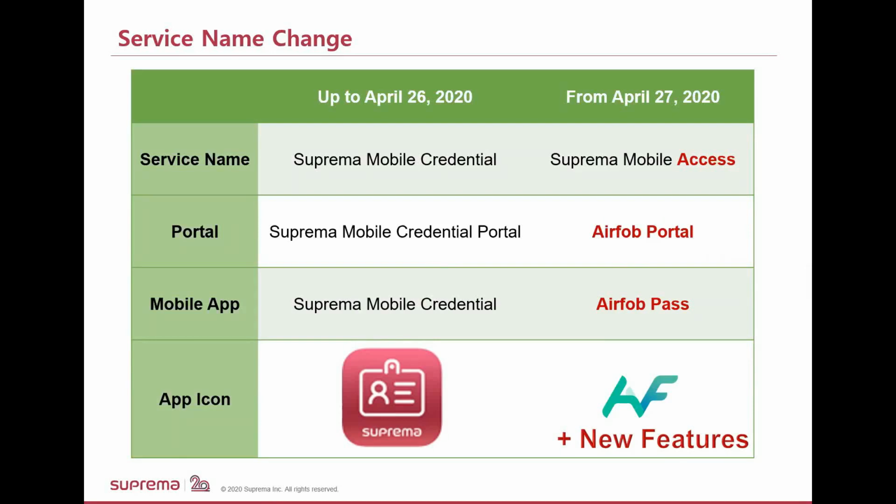Firstly, Suprema Mobile Access service names are changed from April 27th. Suprema Mobile Credential to Suprema Mobile Access, and the portal name changed to AirFob Portal. The app name and icon have been changed also. We also improved some features too.